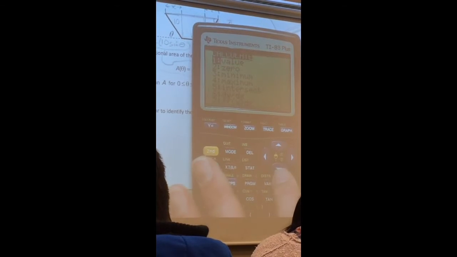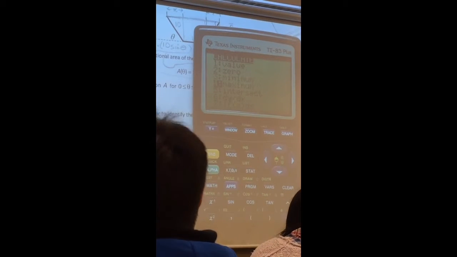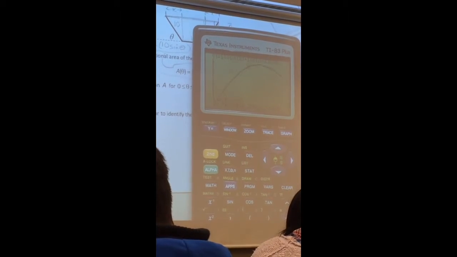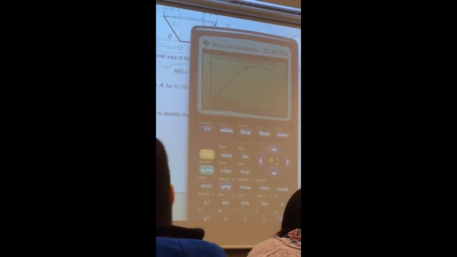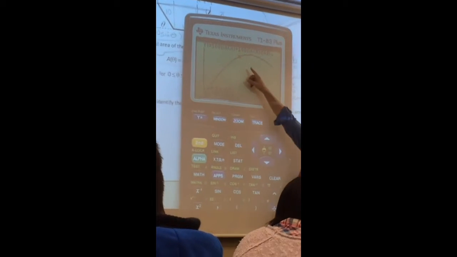And then go down to maximum. Okay, the screen comes back. It puts a moving cursor on the graph.